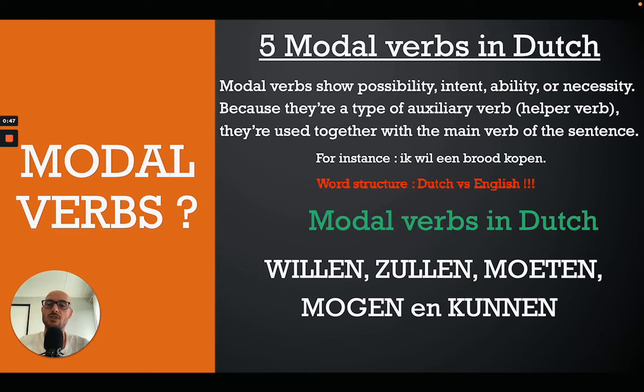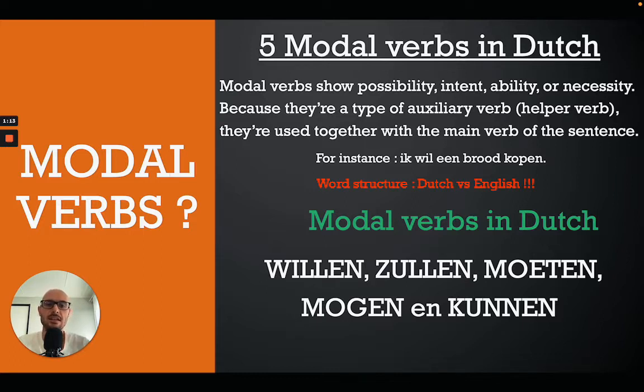Alright, so first of all, I was speaking about modal verbs in the introduction, so I need to explain to you what a modal verb is. A modal verb shows possibility, intent, ability, or necessity. They're an auxiliary verb, or also a helper verb, right? They're used together with the main verb of the sentence, right? So that's the theory. Let's break that a little bit down. Let's clarify this, all right?